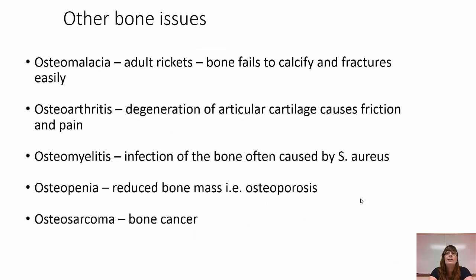Some other bone issues: osteomalacia is adult rickets basically. The bones do not calcify, so they fracture easily. Osteoarthritis is when that articular cartilage degenerates, and that causes friction between the bones and often a lot of pain. Osteomyelitis is an infection of the bone, often caused by Staph aureus, which is a bacteria. Osteopenia is a reduced bone mass in general, like osteoporosis. And osteosarcoma is bone cancer. Bone cancer is actually one of the toughest cancers to fight because once it infects your bones, it's very difficult to treat it.